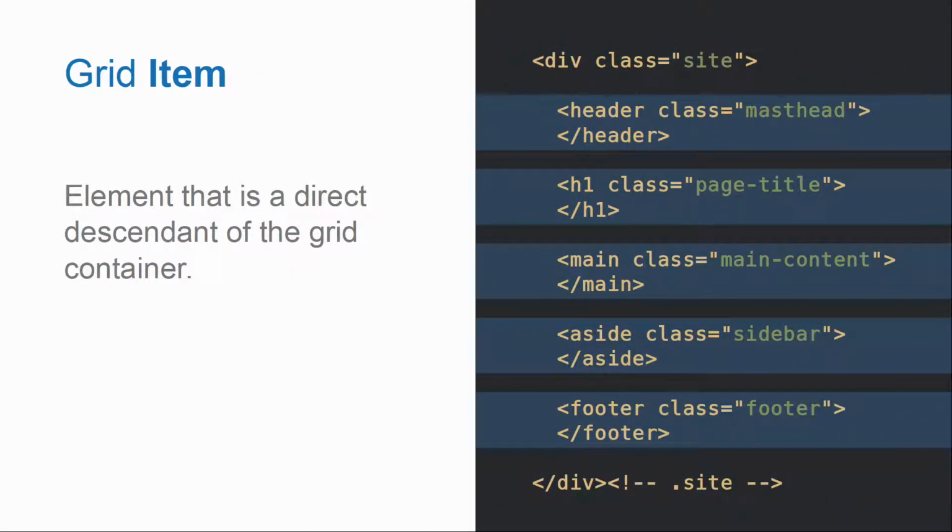The next, everything within the grid are grid items. These are elements that are direct descendants of the grid container. So looking at the example here, the header, the H1, the main, the aside, and the footer are all grid items, where the div class site was the grid itself.